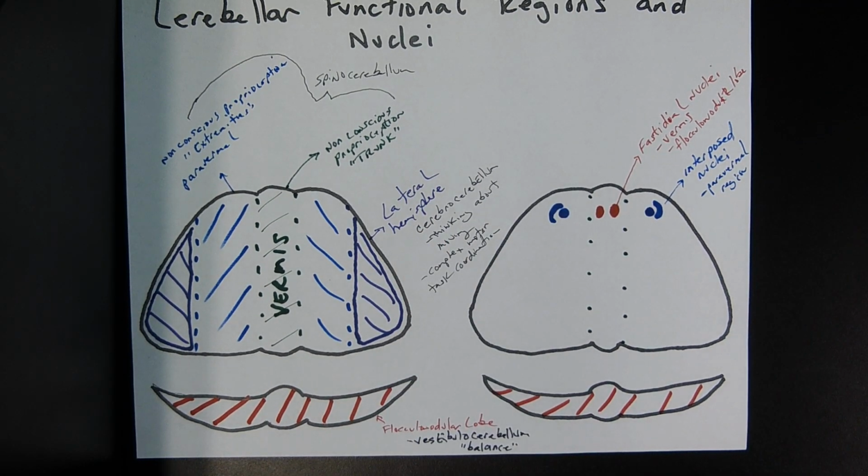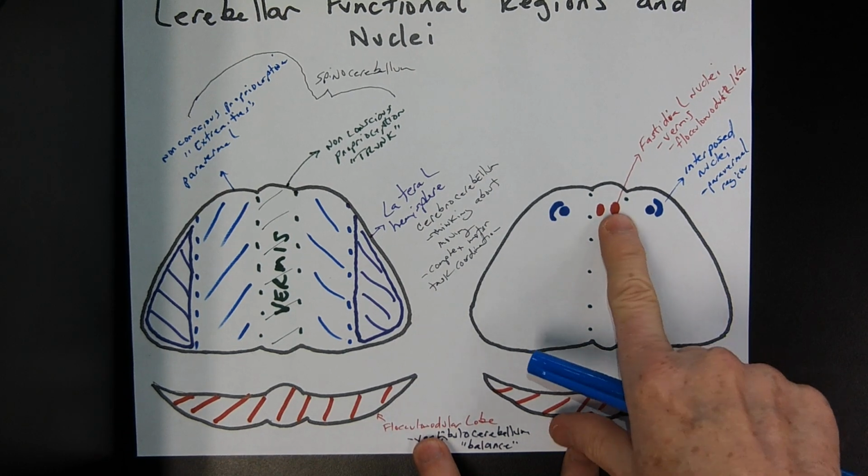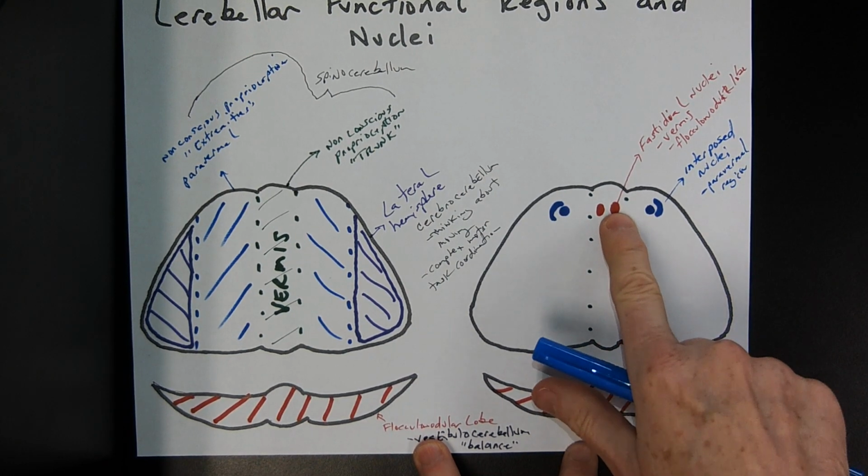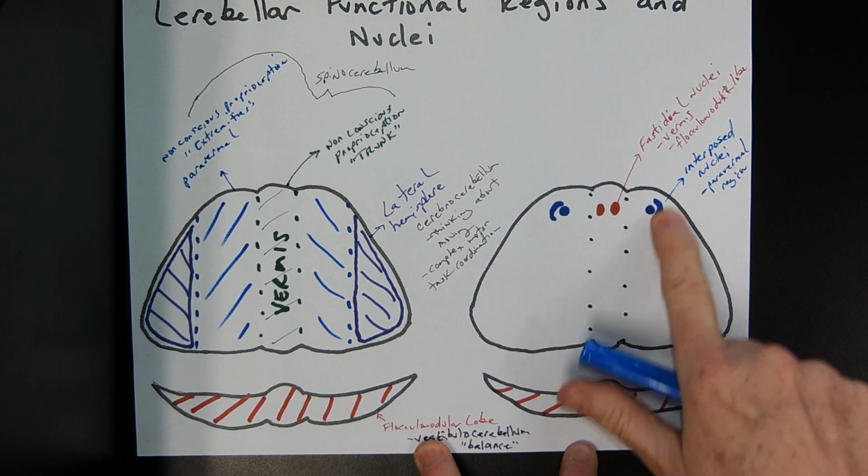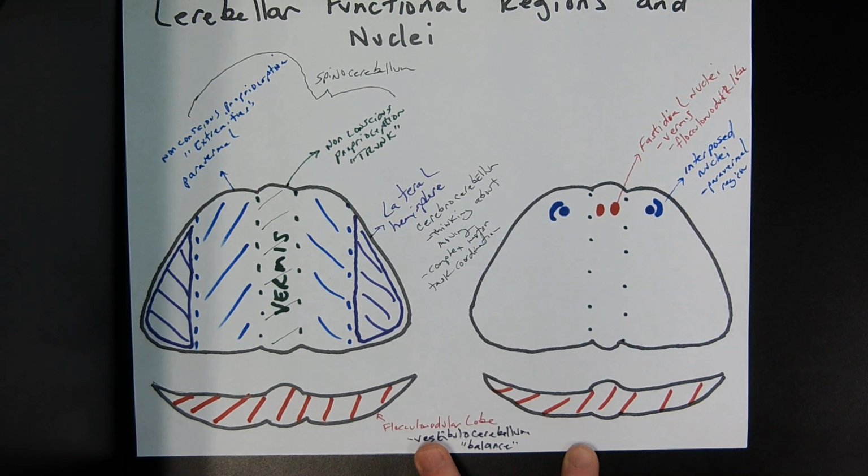If the paravermal region uses the interposed nuclei, what kind of information is processed by the interposed nuclei? Of the extremities, yes. Non-conscious proprioception of extremities. Good. That's exactly how to think about it. And the vermis uses fastigial, non-conscious proprioception of the trunk muscles. This one processes information about non-conscious proprioception of the extremities.